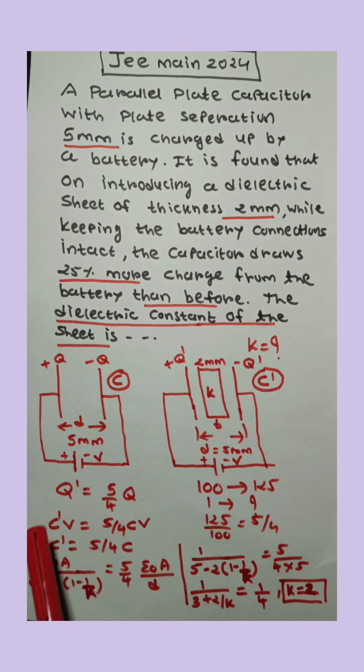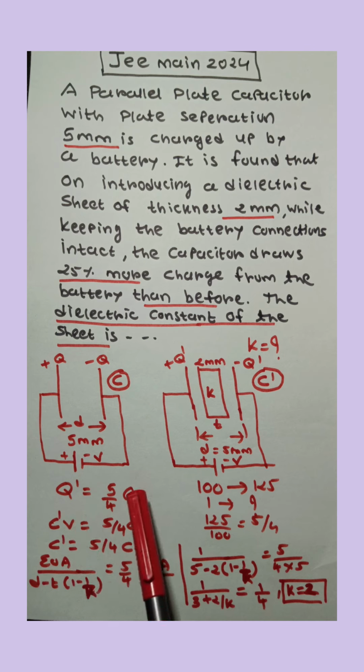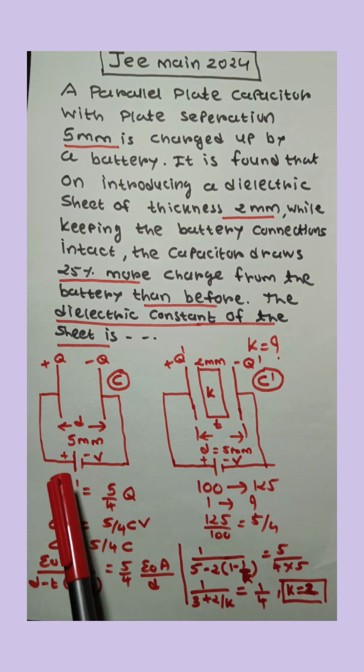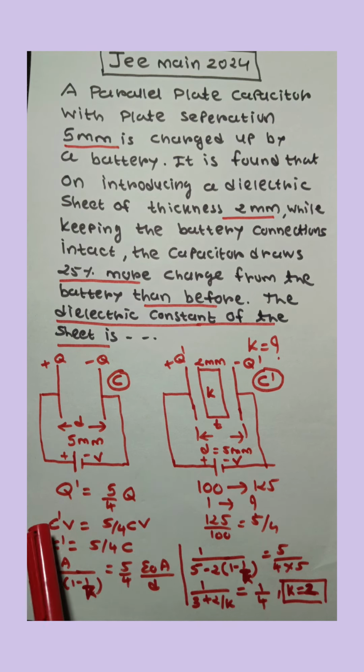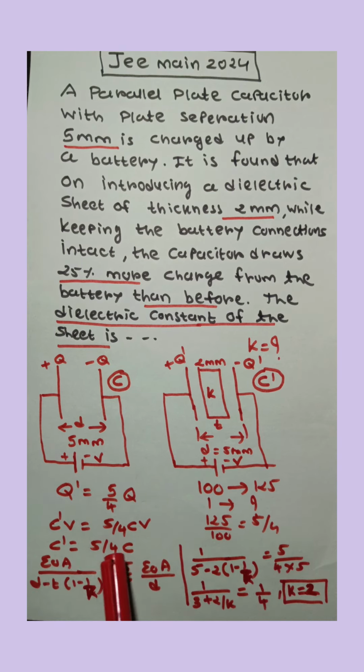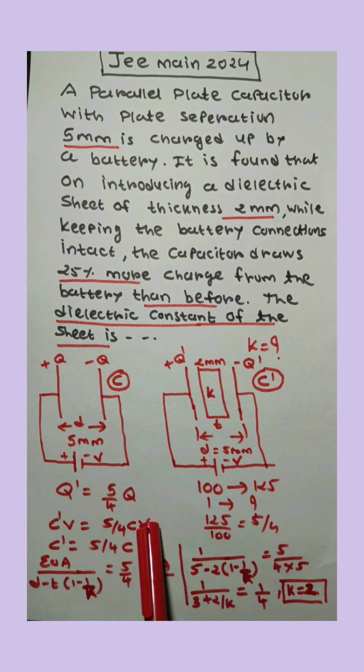original charge. Q dash is equal to C dash V and Q is equal to CV, because in both cases voltages are the same. Capacitance in the first case is C, in the second case is C dash. So C dash is equal to 5 by 4 C, because the V's are cancelled.